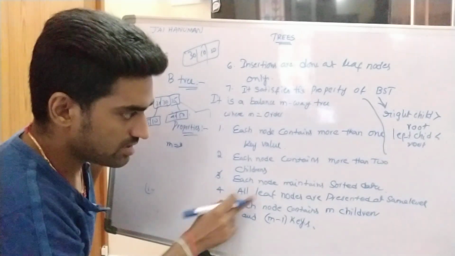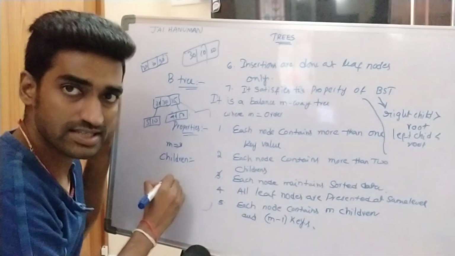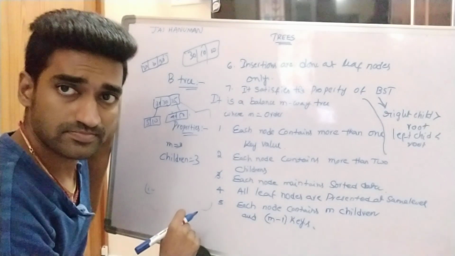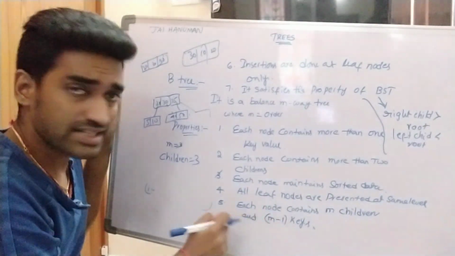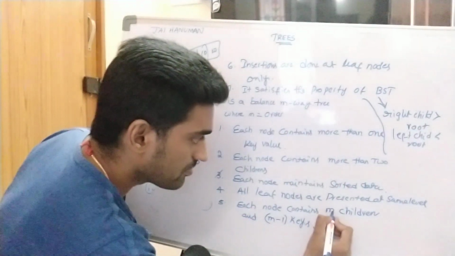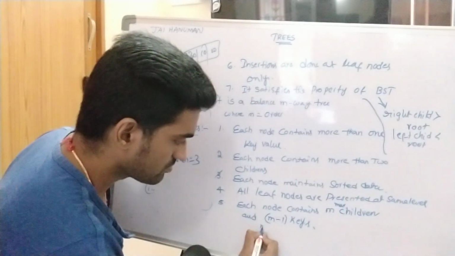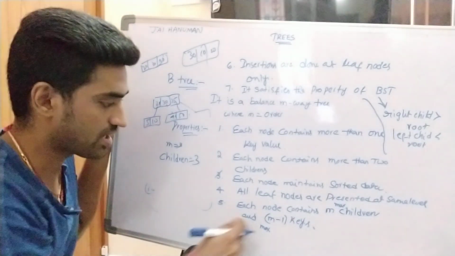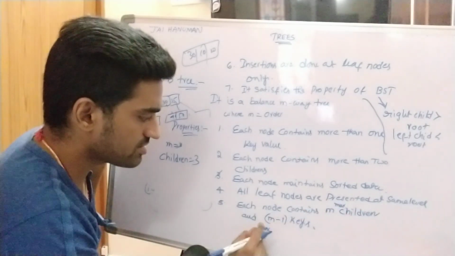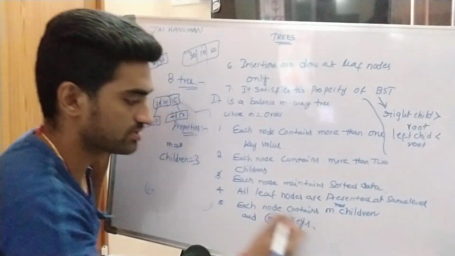Each node contains m children, so the number of children for each and every node is 3 at maximum. Each node contains m minus 1 keys at maximum. So it contains a maximum of m children and a maximum of m minus 1 keys, right?